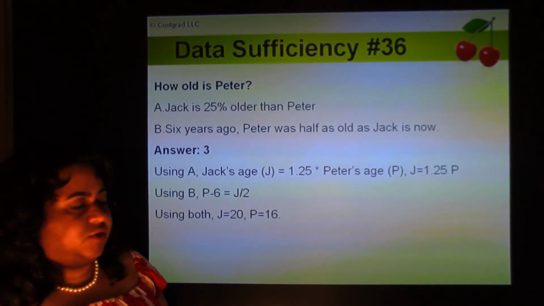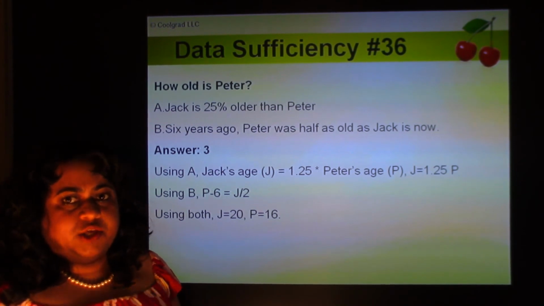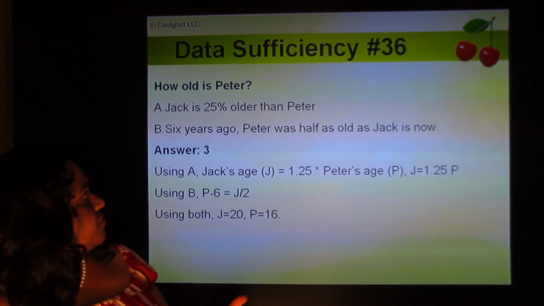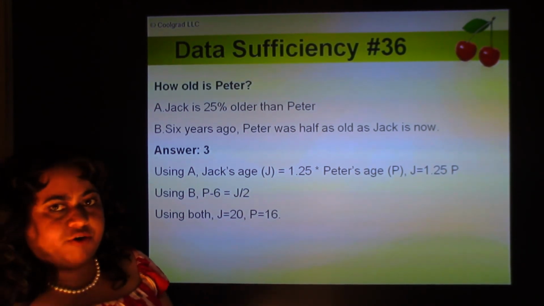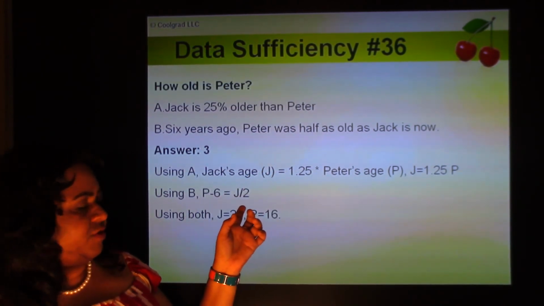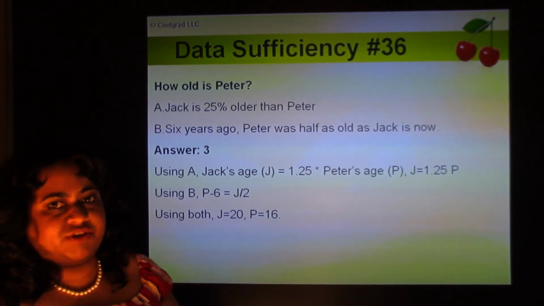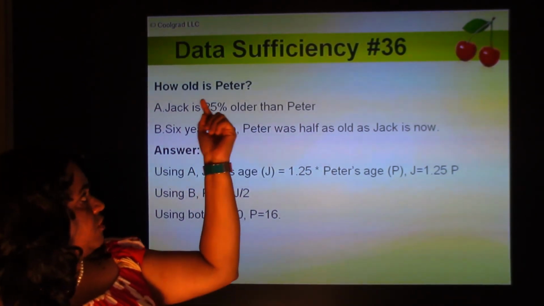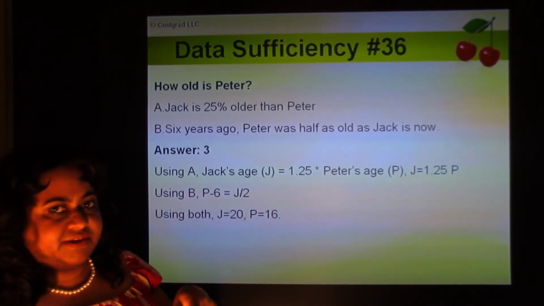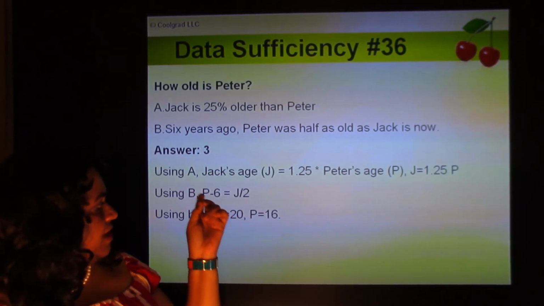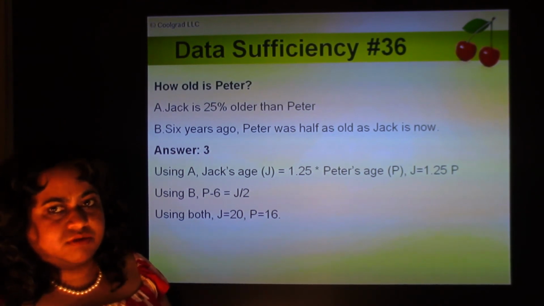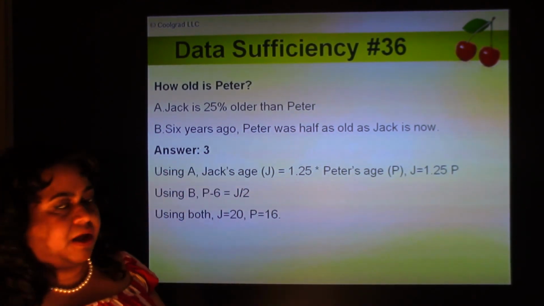Sometimes in such questions in data sufficiency, you don't have to actually solve for the actual value of Peter's age or Jack's age, okay? All you have to say is whether this statement alone is enough, or this statement alone is enough, or either statement alone is enough, or both statements are required. They're not asking you for the value of Peter's age. All you have to say is you need both the statements to solve. Once you plug in the values, you can solve it, right? So you don't have to waste time actually finding the values. You just say we need both the statements. So pick option 3. That's it.